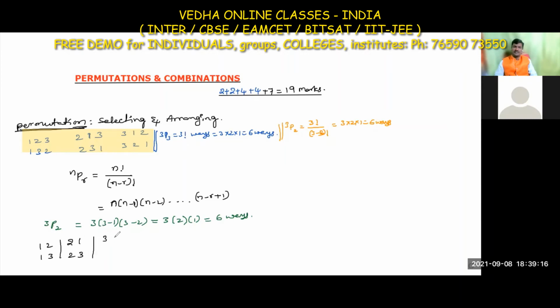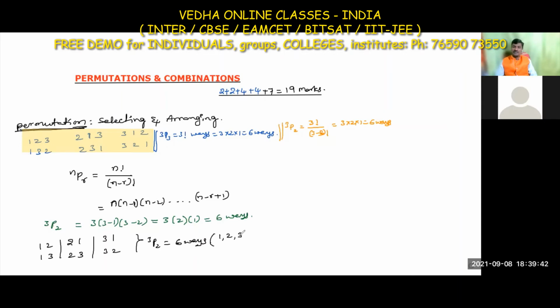Start with 3: 3 1 and 3 2. Is there any other possibility? No. So that means 3P2 is 3 numbers arranged in 2 places. 3P2, 6 ways are possible. How are we getting 6 ways?